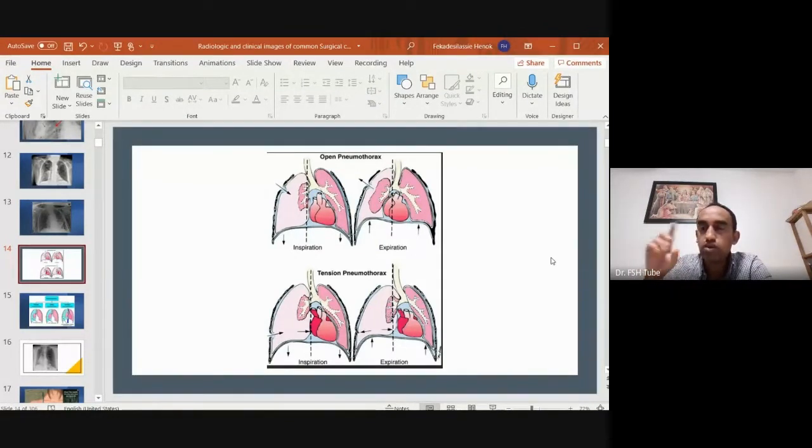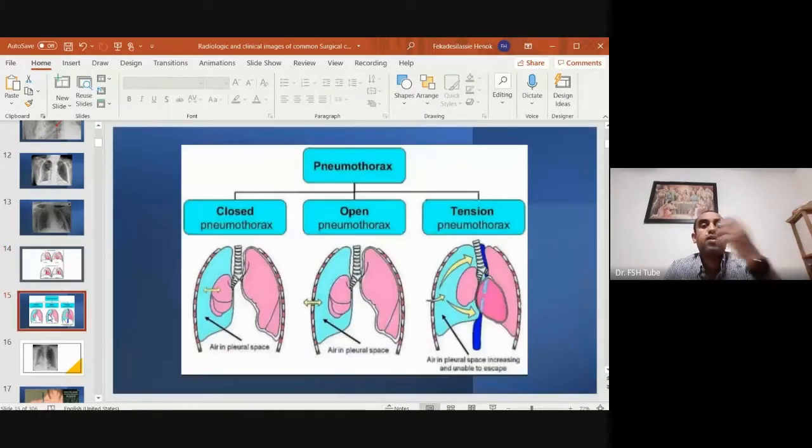pleural cavity. So, a three-sided dressing or plaster application. You can apply a simple plastic material, whatever, most of the time that works. Three-sided, but you don't have to apply the plaster in all four directions, you have to leave one side open, okay?